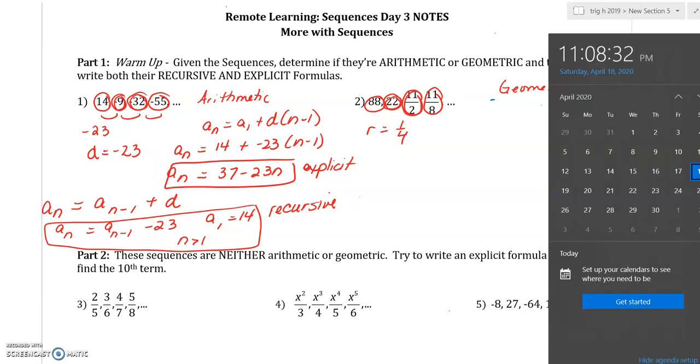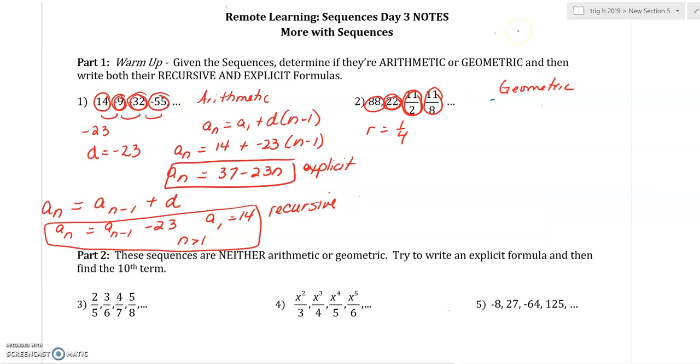Pause the video. Okay, so let's see how you did. So here's explicit. We learned in the last notes that a sub 1 times r to the n minus 1 is an explicit formula, and our first term was 88, and our common ratio was 1/4.